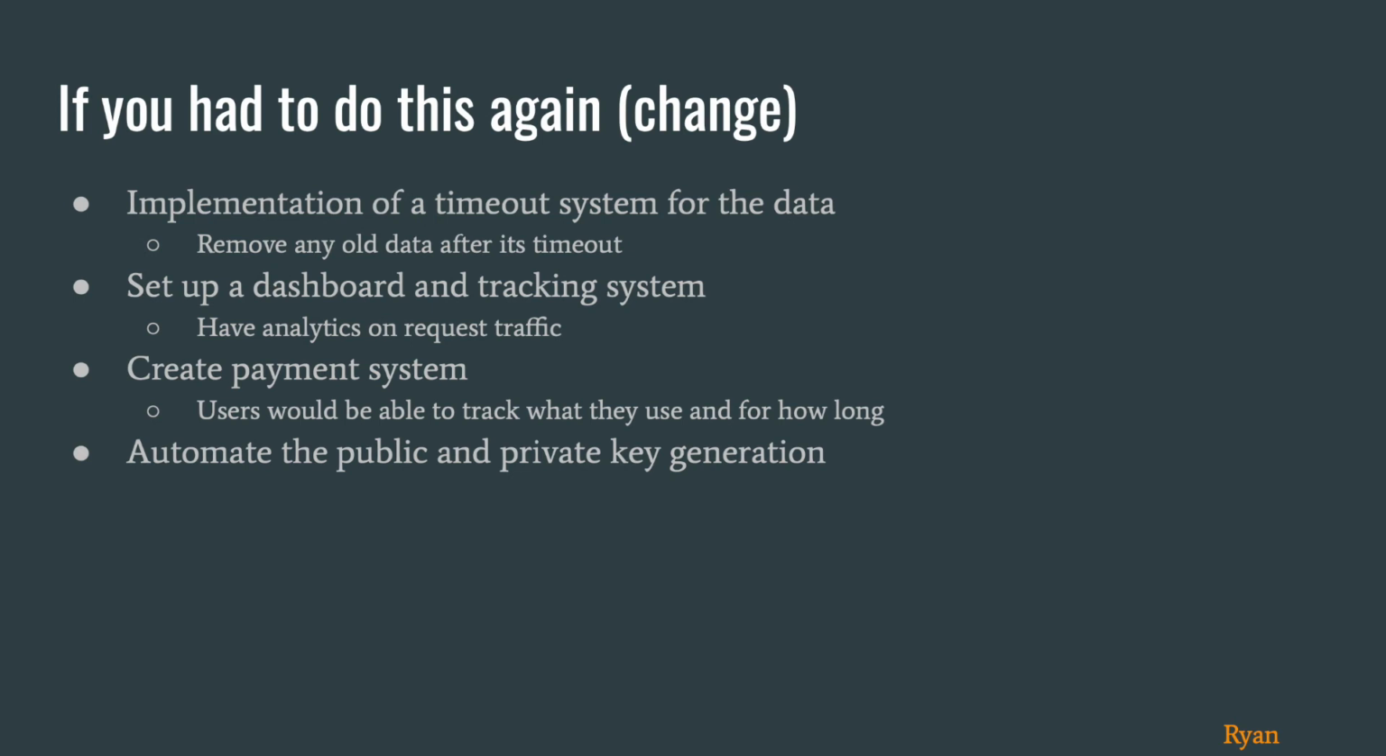So with that in mind, a few things that we would like to change or add to our system would be the option for users to set a time to live on their data. Also create a payment system so users would be able to track what they're using and for how long. And with that comes a dashboard, so analytics to track their usage, request traffic, etc. And of course, automating the public and private key generation, because as of now, we have to manually do that and provide the users the key, which gives them access to our operations, which are the set and get method.